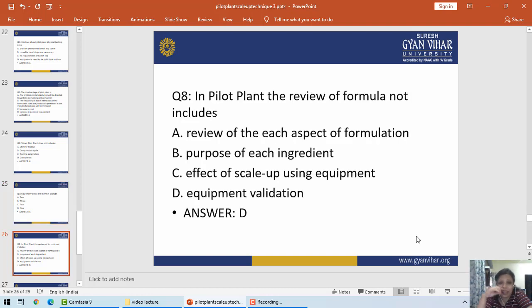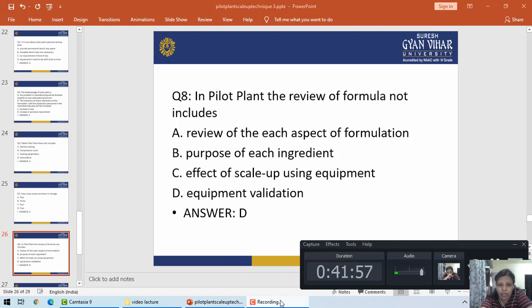Next: in pilot plant, the review of formula not included. Review of each aspect of formulation, purpose of each ingredient, effect of scale up using equipment, or equipment validation. Obviously all these things are important. Review of each aspect of formulation is obviously needed. Each and every ingredient, we should know the purpose of that particular ingredient so that if required we can change it. Effect of scale up using equipment, yes, it is also essential, and equipment validation is also essential.